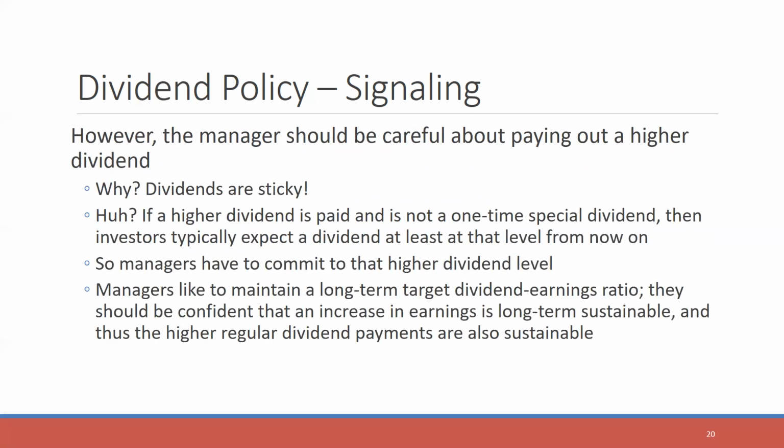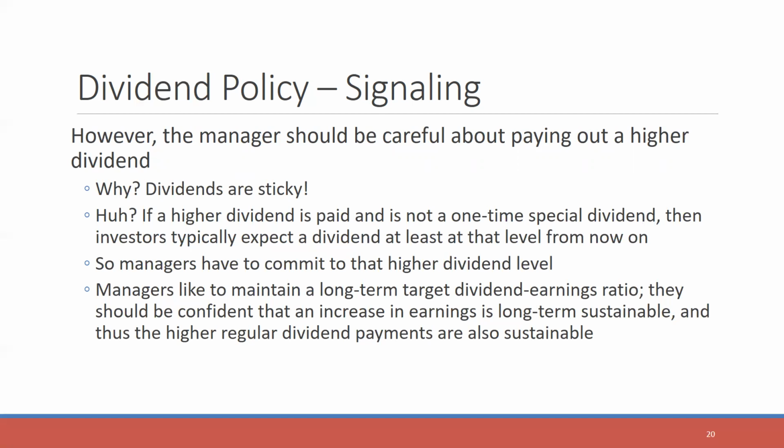Why? Because the manager should always be careful about paying a higher dividend, because dividends are sticky. If a higher dividend is paid, and it's not a one-time special dividend like we saw with the example of Costco, trying to pay out more cash before the change in tax policy, then as an investor, I'm going to adjust my expectations and expect at least that level of dividend from now on. So the manager has to commit to this higher dividend level.